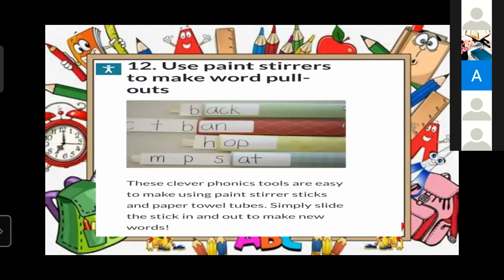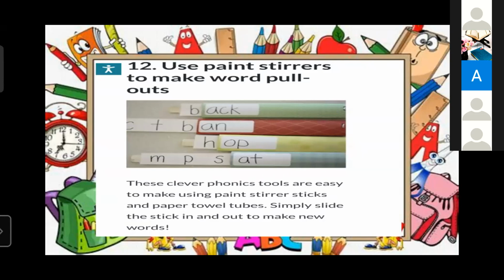Number 12, use paint stirrers to make word pull outs. Here we can use the sticks and we stick different sounds on this stick to form words like this. We write act on a piece of paper. We write ache, we write eight, we write eat, we write a like day, hey, may.